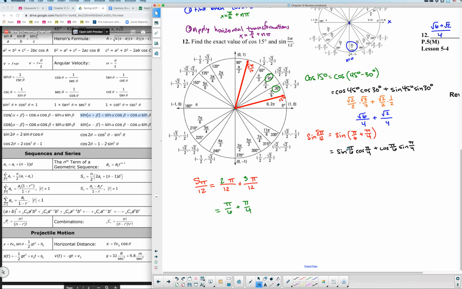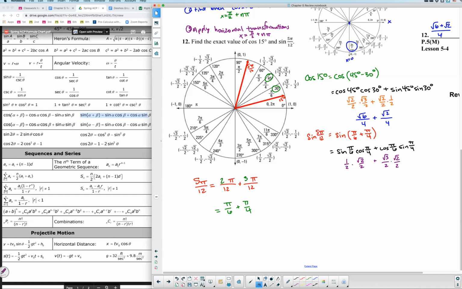Once again, we'll substitute our values. Sine of pi over 6 is 1/2. Cosine of pi over 4 is square root of 2 over 2. Cosine of pi over 6 is square root of 3 over 2. And the sine of pi over 4 is square root of 2 over 2.